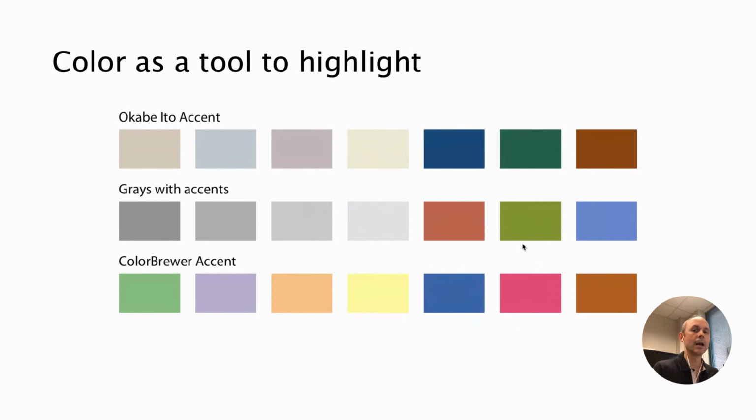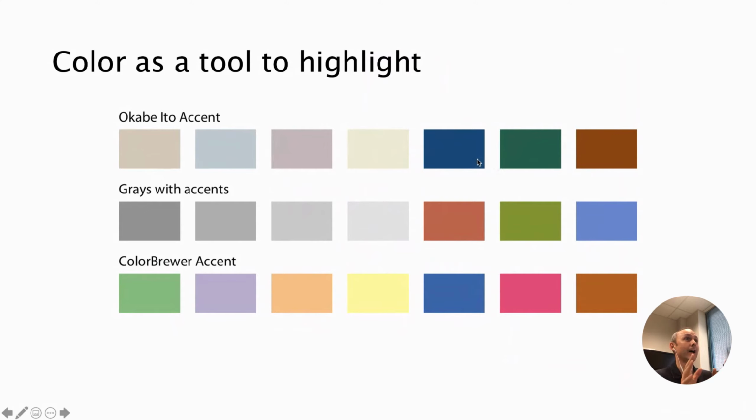Okay, last one, color as a tool to highlight. So there, what you want to do is have a set of colors that are extremely subdued, and then another set of colors that are very strong, very bold. So we have Okabe Ito accent. That is a color scale that I invented. I took the Okabe Ito scale and set of colors, really desaturated them, made them very light, and then made another set of colors stronger.